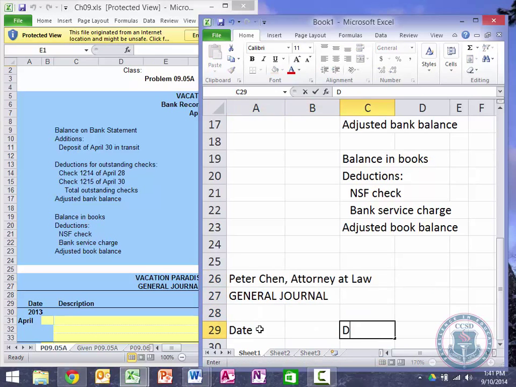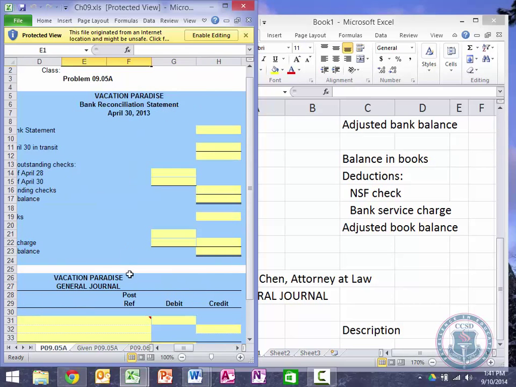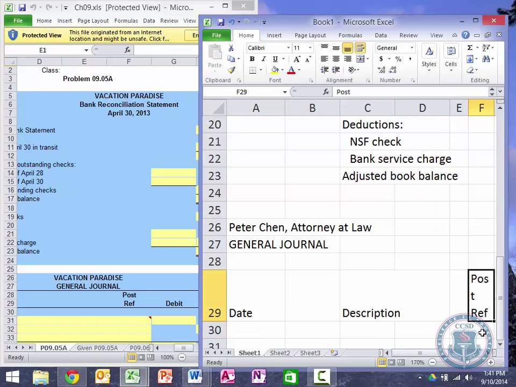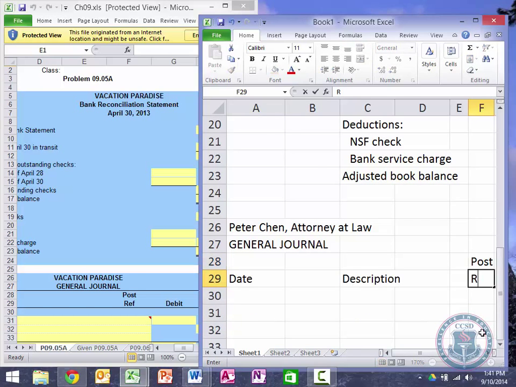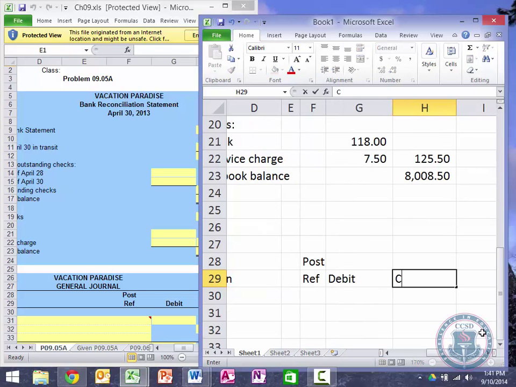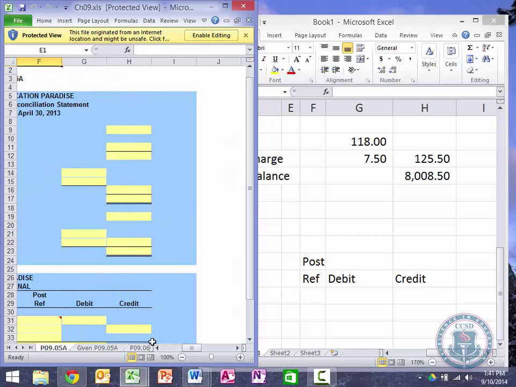C is our description. Scroll over here. It looks like in F is our posting reference. Alt Enter makes it reference. I bet they're doing it in 28. So let's just do 28 is post, 29 is reference. Then in G is debit, and H is credit. And I don't think we have anything else over there. Perfect.